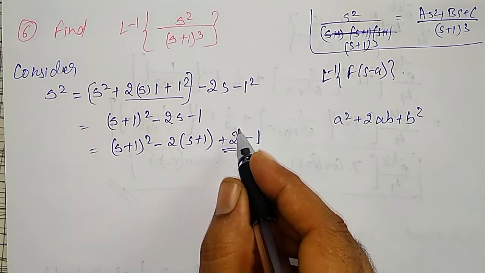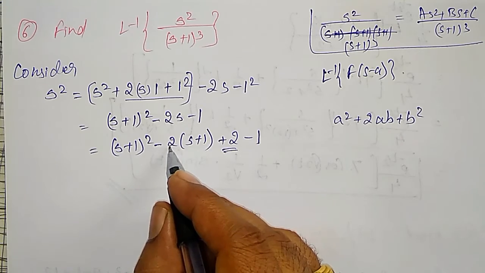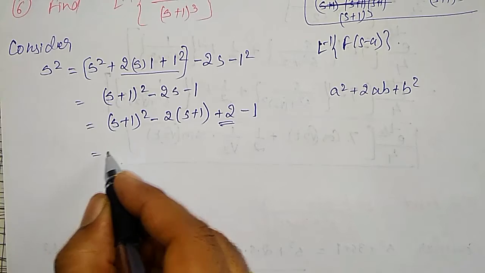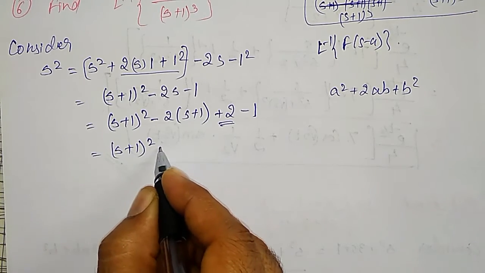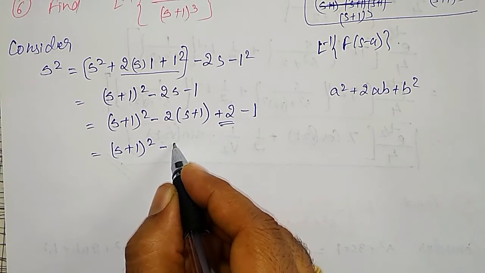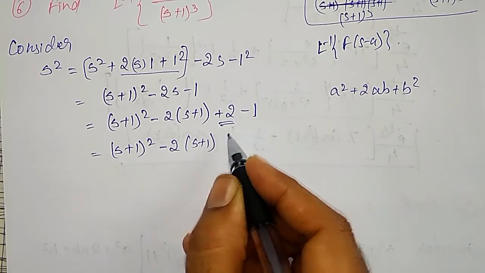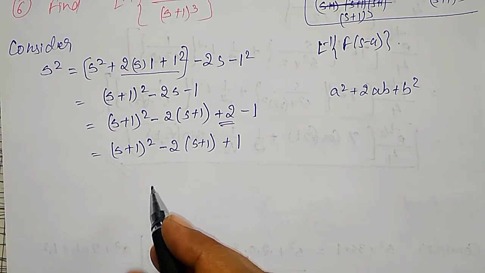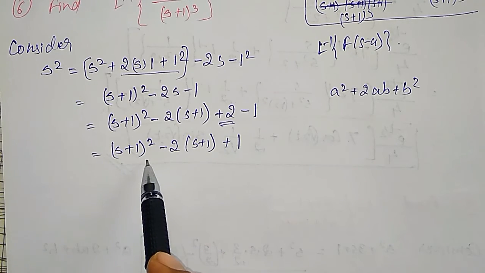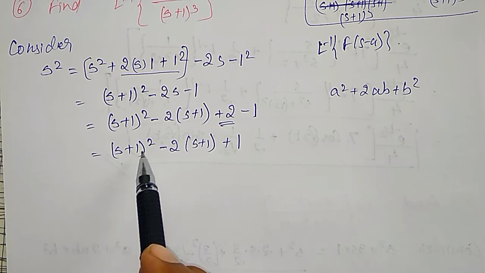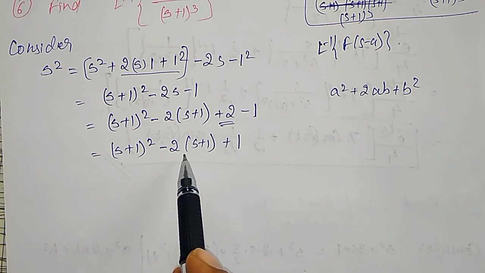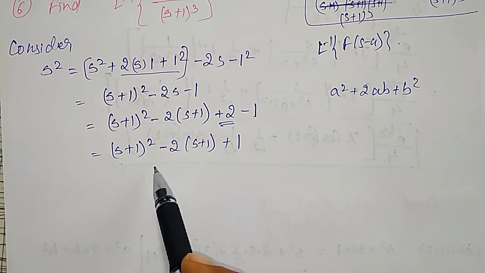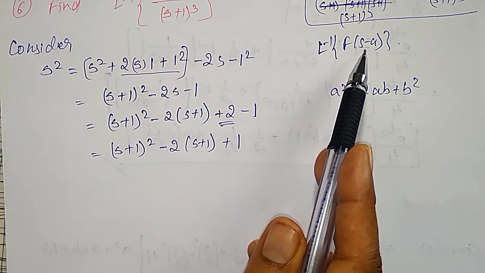This is my adjustment. Okay, plus 2, because minus 2 into 1 I have added. Therefore I have to add here, which will become s plus 1 the square minus 2 times s plus 1 plus 1 is my required answer. Okay, what is that? s square I can write like this. Correct? s plus 1 the whole square minus 2 into s plus 1 is my s square. I can write like that, numerator I am adjusting here. Denominator is already in the form of s minus a.